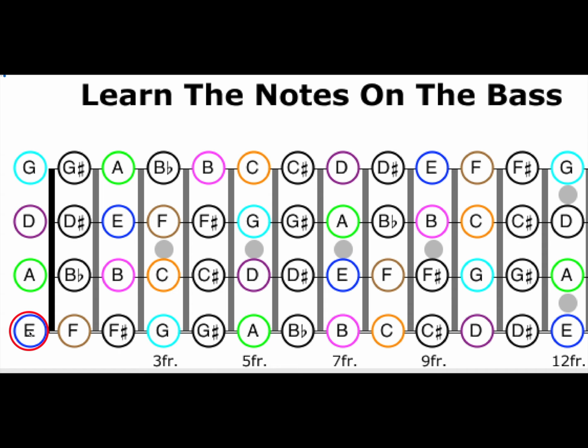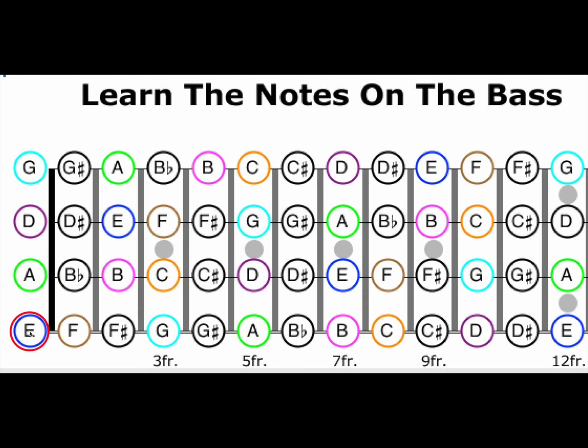Now, in music we have what's called natural notes, and we also have chromatic notes. For example, E, F, G, and A are all natural notes, meaning they don't have a sharp or a flat, such as F sharp and B flat. Those are what we call chromatics. But I want to talk about natural notes first. So we're going to learn the natural notes on the 4th string.